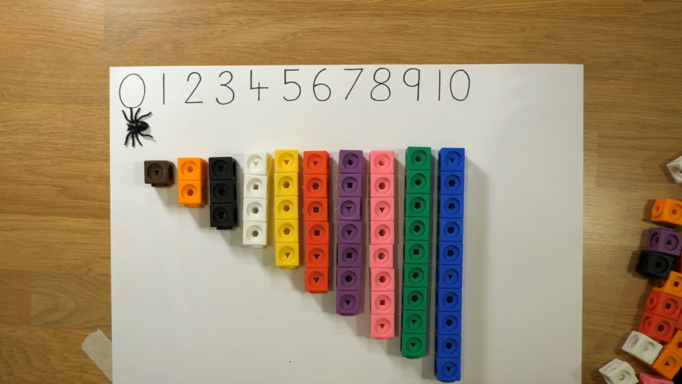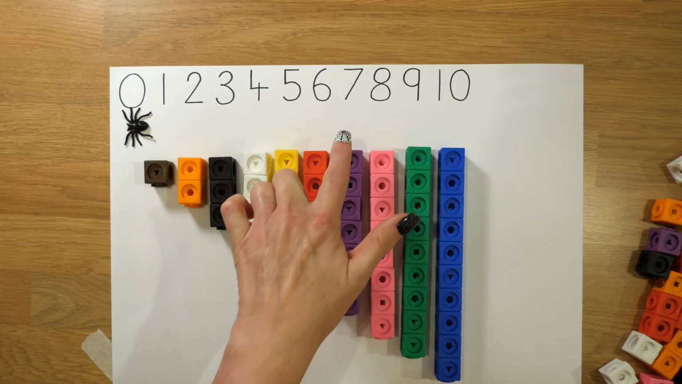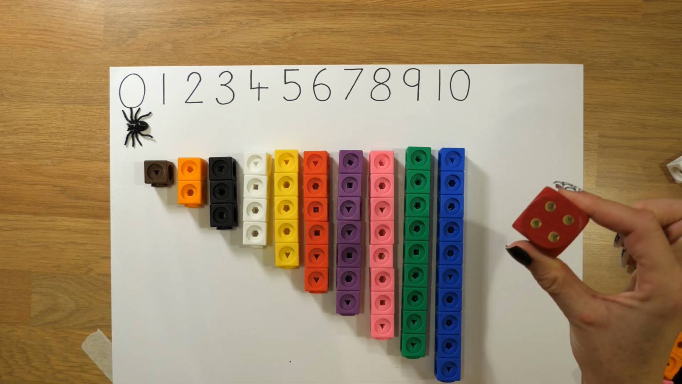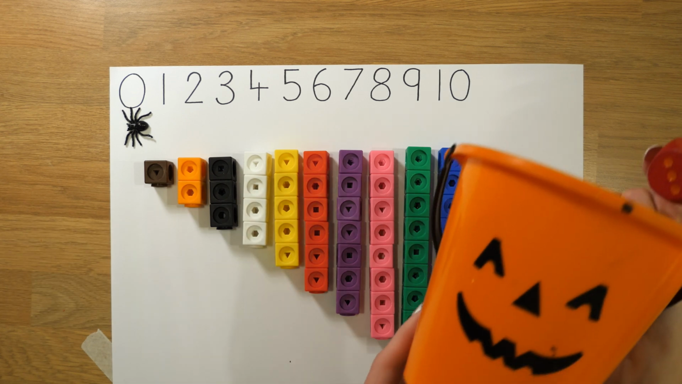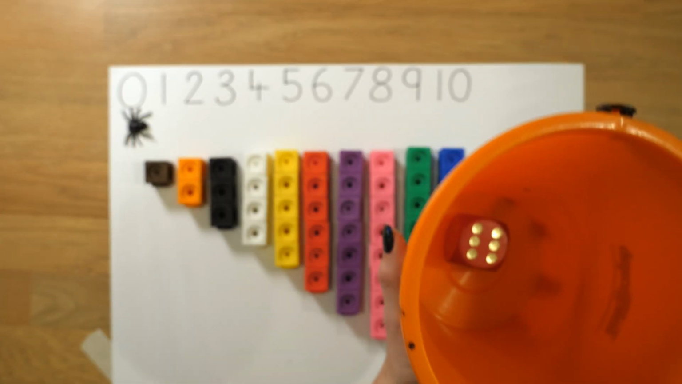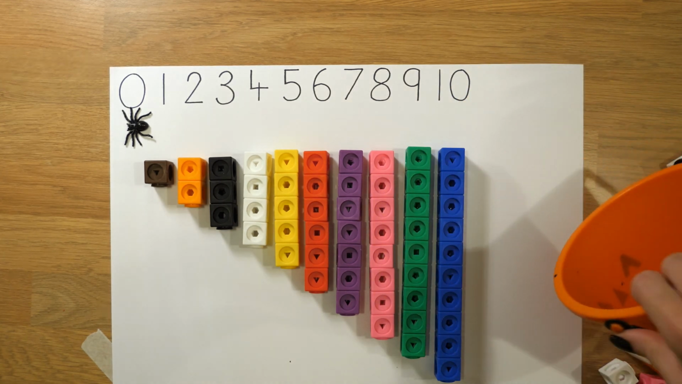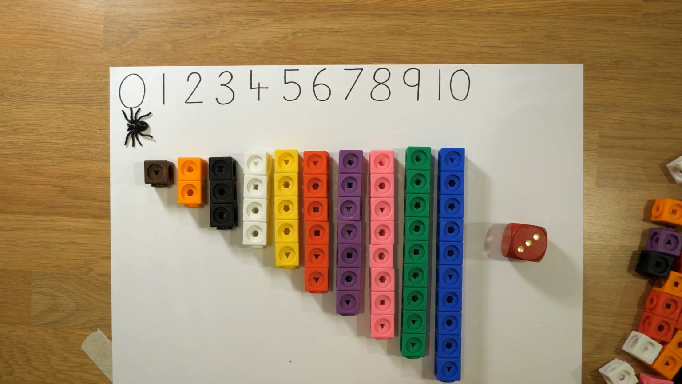Now that was almost too easy. Let's see if we can count from a different starting place other than 0. And to help, I've got a dice for that. And I've also got my Halloween bucket. So I'm going to put my dice into my Halloween bucket and I'm going to give it a little shake. There we go. And when I tip it out, it's going to tell us what number we should start at.